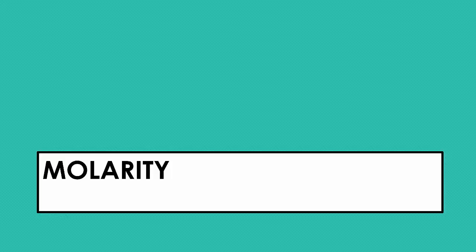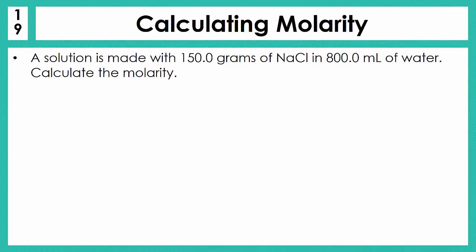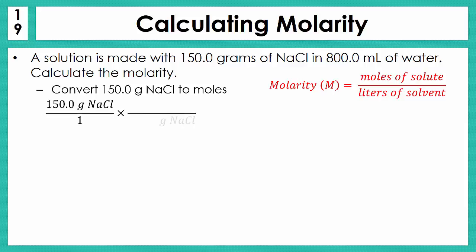The next set of questions are about molarity. A solution is made with 150 grams of sodium chloride in 800 milliliters of water. Calculate the molarity. So molarity is going to be moles of solute over liters of solvent. So I need to take the 150 grams of sodium chloride and convert that into moles. So 150 grams over 1. Want to convert grams into moles, which means that I need the molar mass. So I have 2.57 moles.